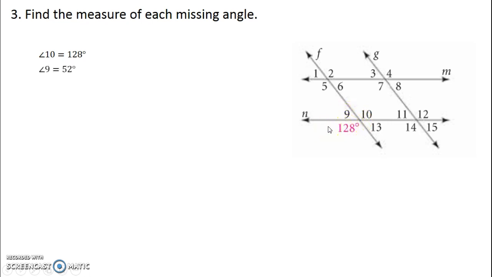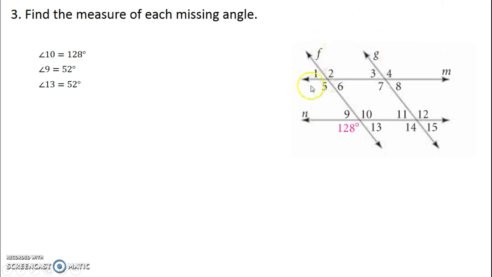So angle 9 has to be 52 degrees. You could use another linear pair with 128 degrees, or you could say they're vertical angles, or you could do a linear pair with 10. Lots of ways to find angle 13, but it would be congruent to angle 9, which is 52 degrees. From there, personally, I just look intersection by intersection.